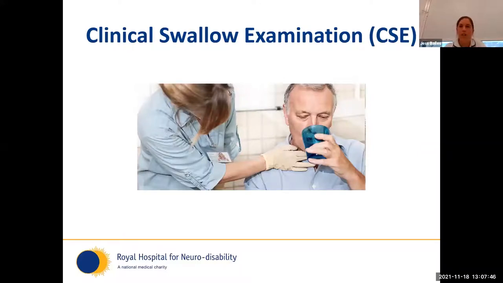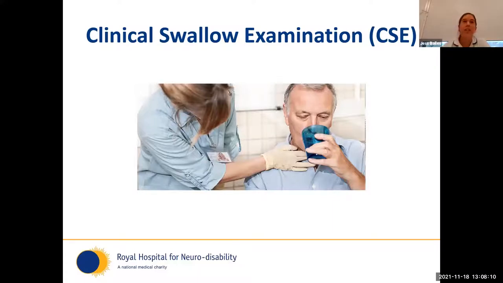So if we think about a clinical swallow examination, traditionally, this is associated with starting with the cranial nerve assessment and a bedside swallowing assessment, and from there making recommendations. So you do gain crucial information from a thorough bedside assessment, and you can often make hypotheses about the swallow. It's obviously an essential part of our dysphagia assessment, however, it does have its limitations.